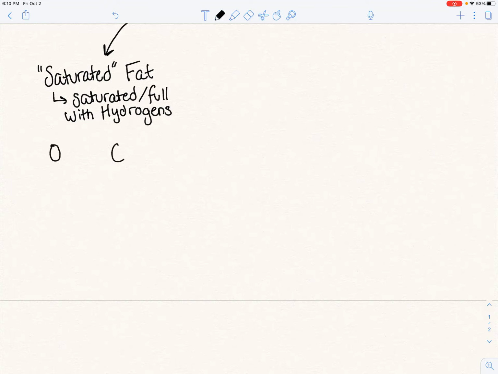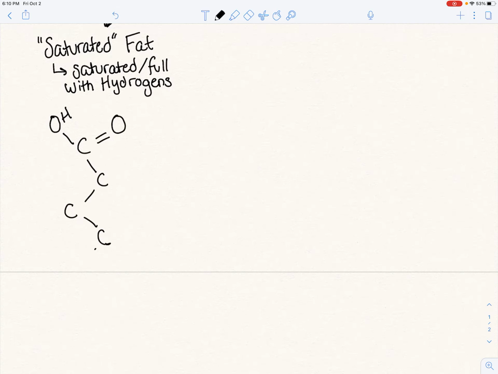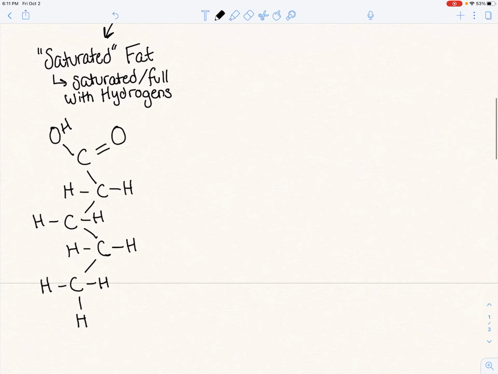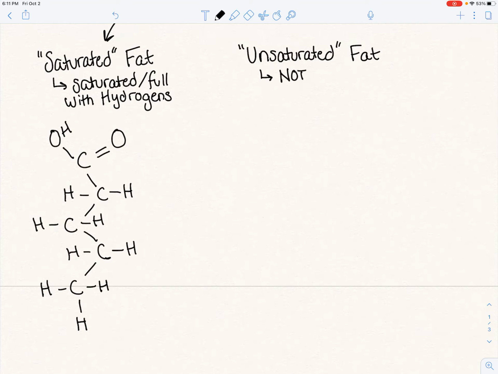Our oxygen over here, oxygen over here. This one has a hydrogen attached and is only bonded once to our carbon. This other oxygen is double bonded to our carbon. For this chain, I'm going to write 4 carbons. And I'm going to saturate it, or fill it with hydrogens. Lots of H's. But if you've looked at a nutrition label, you don't just see saturated fat, you also see another type of fat. And that is called unsaturated fat. And these are not full with hydrogens.